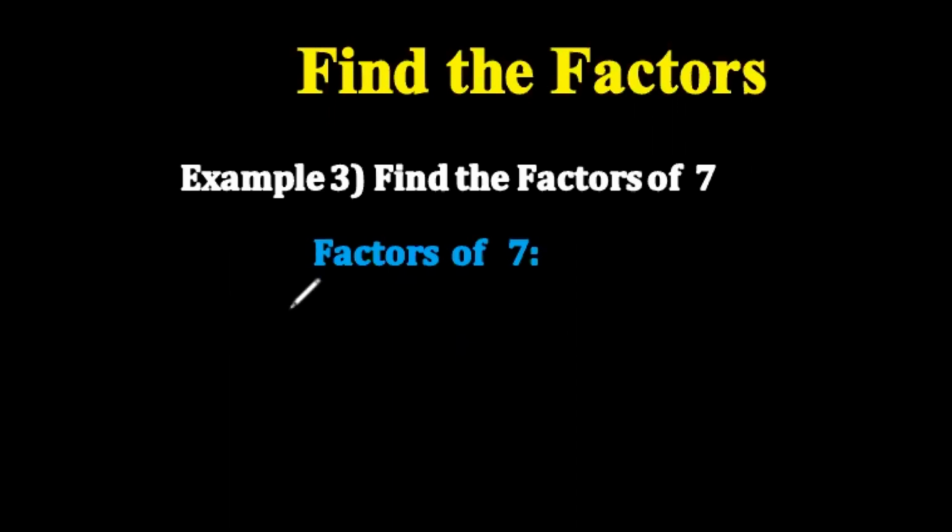Example 3. Find the factors of 7. First, 7 divided by 1 is 7. And 7 divided by 7 is 1. Therefore, the factors of 7 are 1 and 7 only.